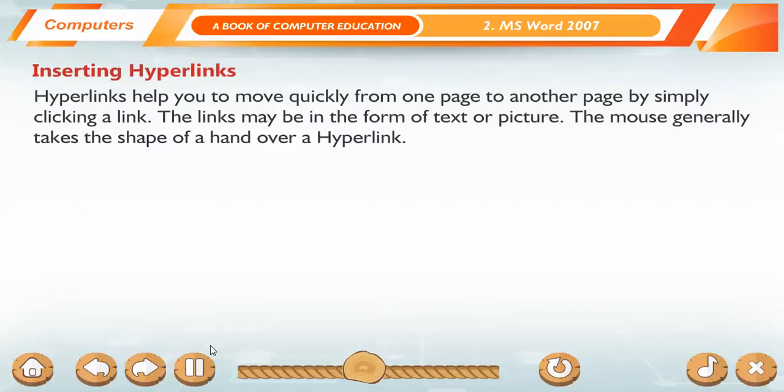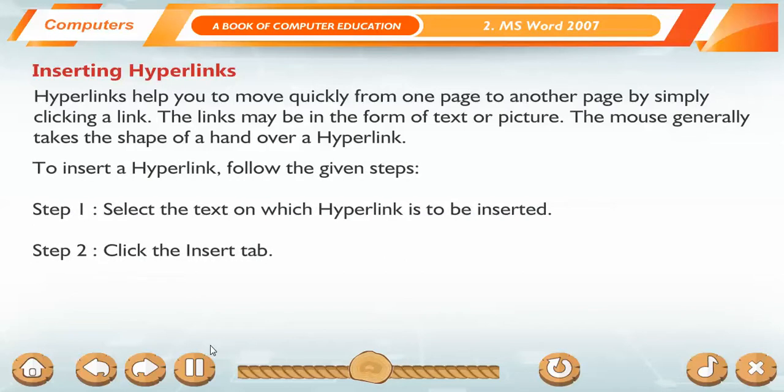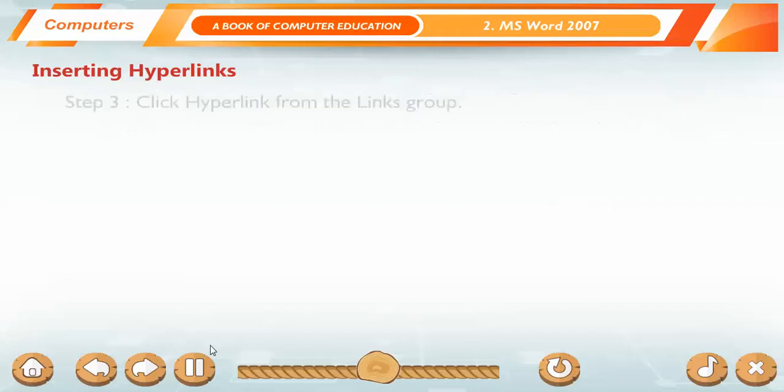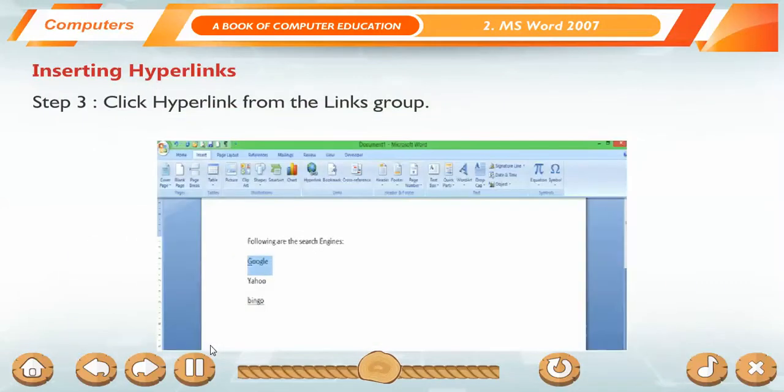Inserting hyperlinks. Hyperlinks help you to move quickly from one page to another page by simply clicking a link. The links may be in the form of text or picture. The mouse generally takes the shape of a hand over a hyperlink. To insert a hyperlink, follow the given steps. Step 1. Select the text on which hyperlink is to be inserted. Step 2. Click the Insert tab. Step 3. Click Hyperlink from the Links group.